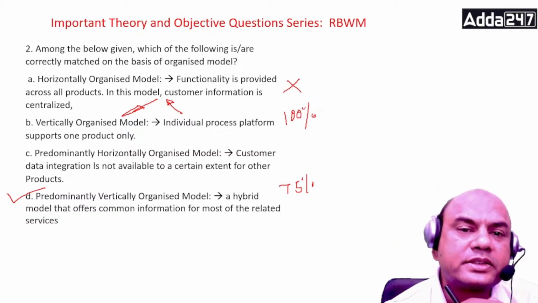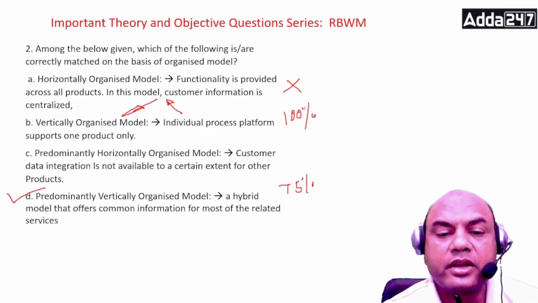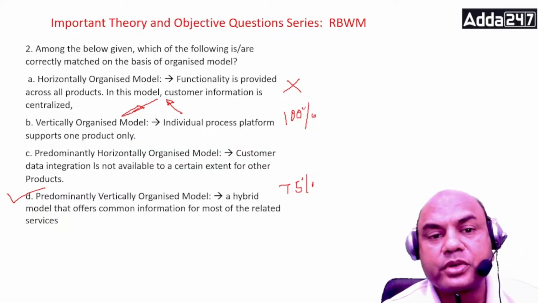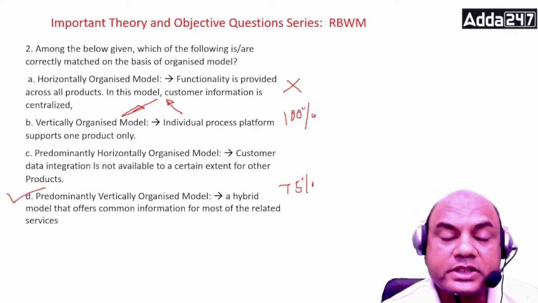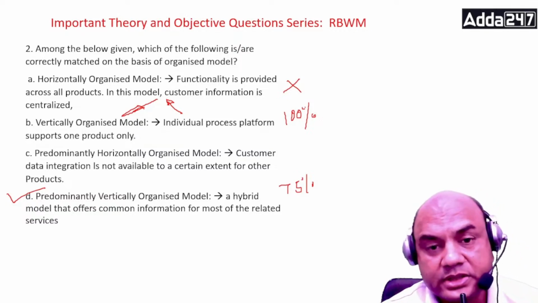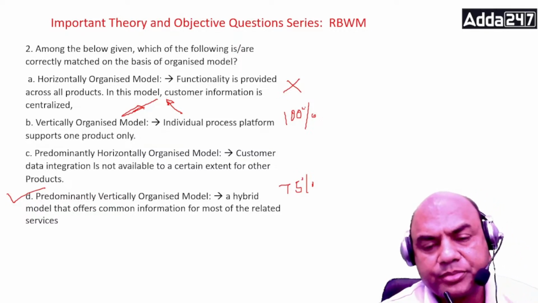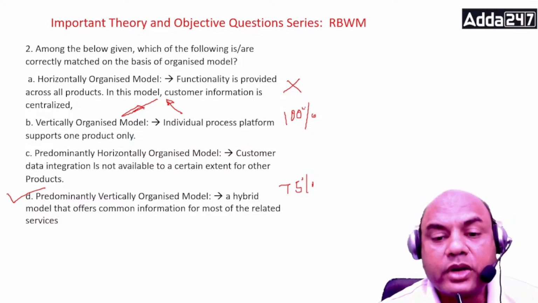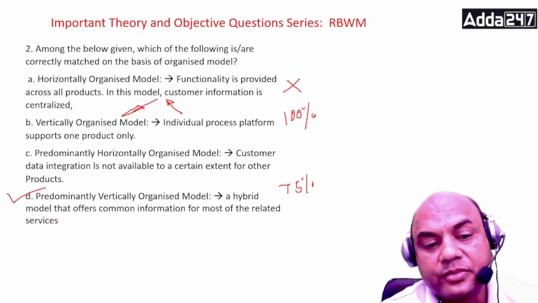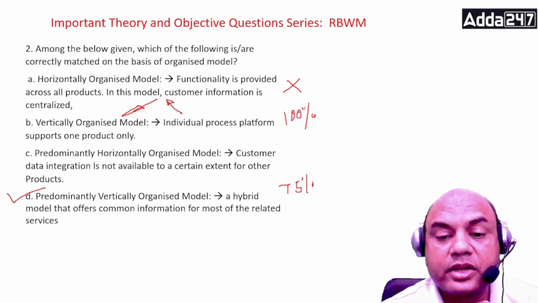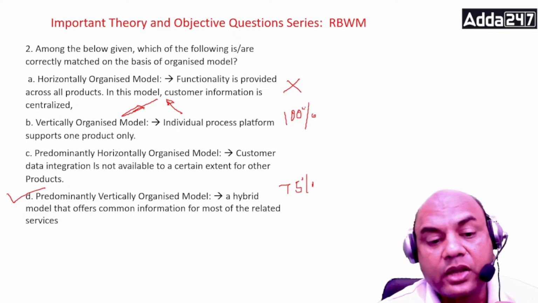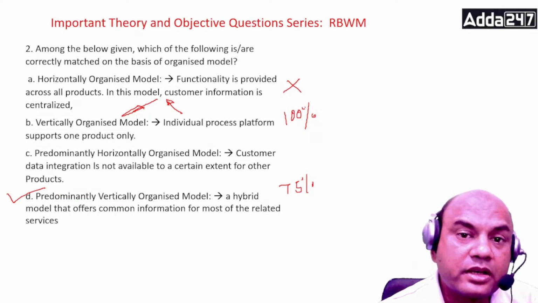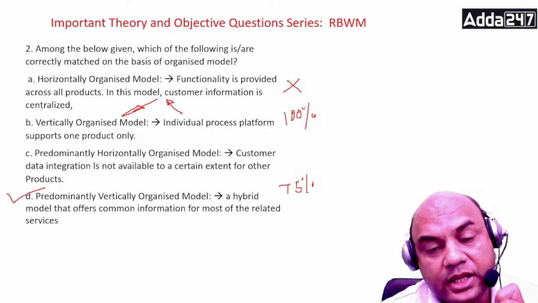Importantly, let me give you this in detail. Horizontally organized model means what? Individual process platforms support only one product. The sub-data in the model are not shared with the other products or other product platforms. Vertically organized means functionality is provided across all the products. In this model, customer information is centralized. Centralized customer information builds common origination and servicing processes across all its retail banking products. Remember the sentences which I am telling you. In the exam, they will be asked.